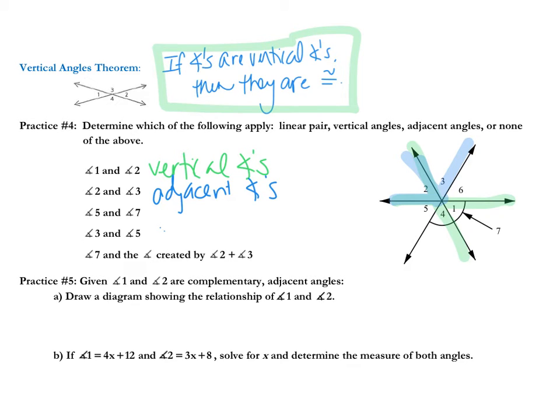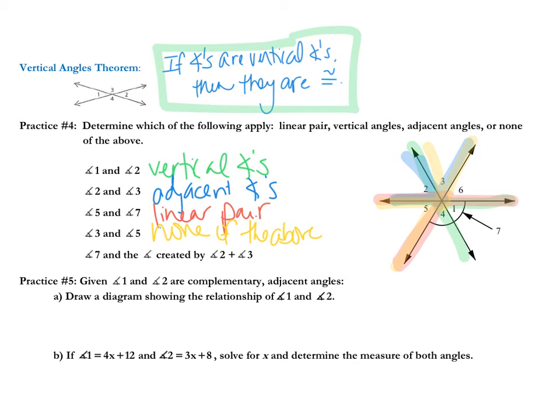5 and 7. So be careful, 7 is this whole angle, and then 5. Notice that those two angles make a line, they make a straight angle, so they are a linear pair. 3 and 5. These do not make anything. Okay? So some people confuse this with vertical angles. Notice that they are not created by the same lines. Okay, verticals have to make those V's.